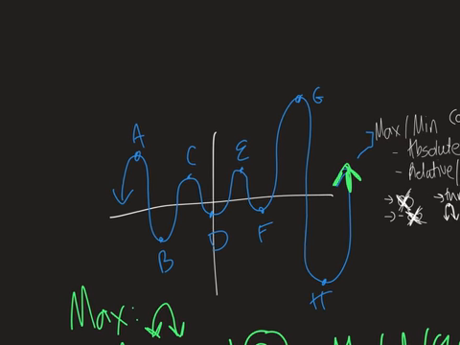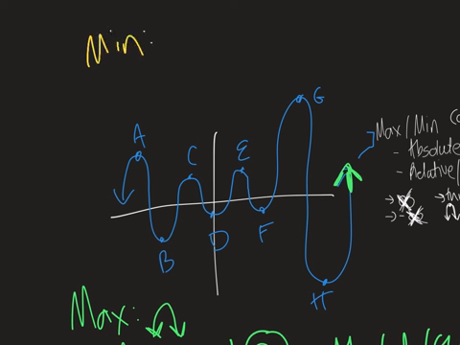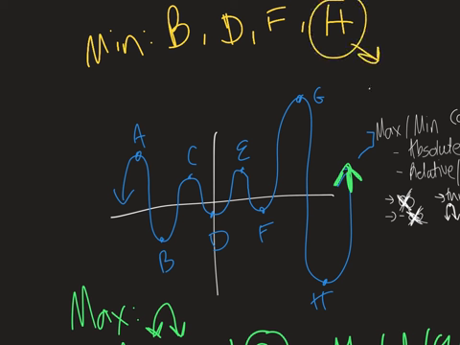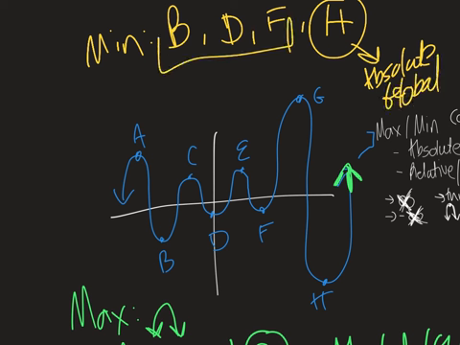Okay, up here, let's do minimums. So minimums face up, right? Or open up. So we have B, we have D, we have F, and we have H. So which one is the absolute or global minimum? So which one is actually the lowest? Oh, that would be H. So this one right here is my absolute or global. Those mean the same thing, okay? Which means then the rest would be my local or relative. Because again, they're still minimums, but they're not the lowest. H is the lowest, so that's the absolute one.